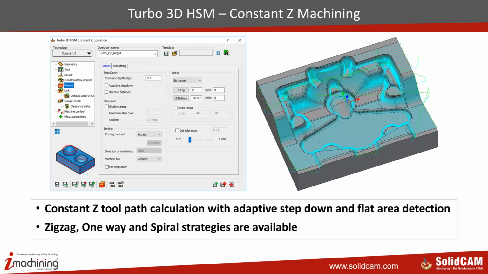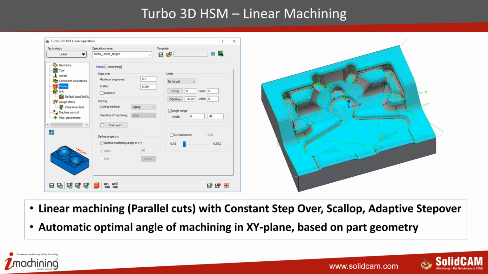And when it comes to finishing, we have different kinds of strategies. And inside Turbo 3D HSM, you have constant Z level machining. So you can use constant Z level toolpath calculation with adaptive step down, and also it detects the flat area automatically. You have one way, zigzag and spiral strategies which are available inside constant Z machining. We also have linear machining inside Turbo 3D HSM. So with the linear machining, you can use a constant step over method or scallop method or adaptive step over method and generate the toolpath for all the shallow areas.